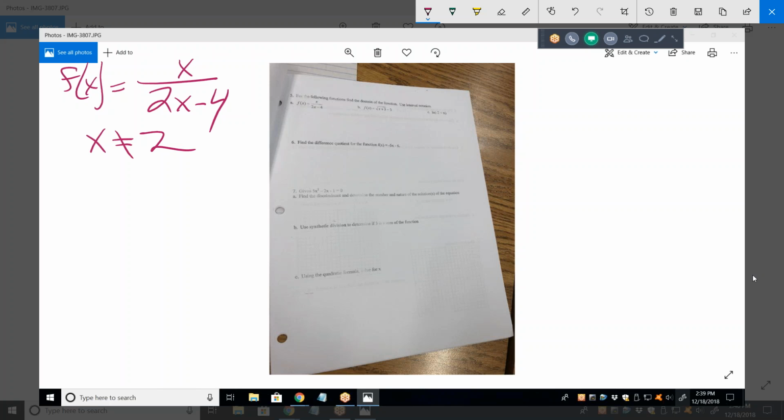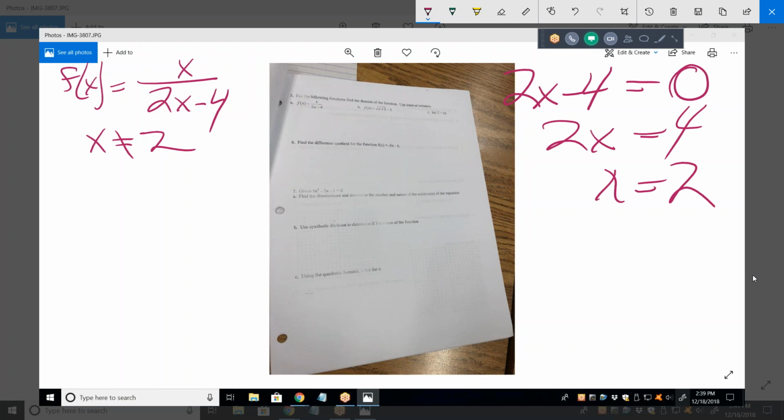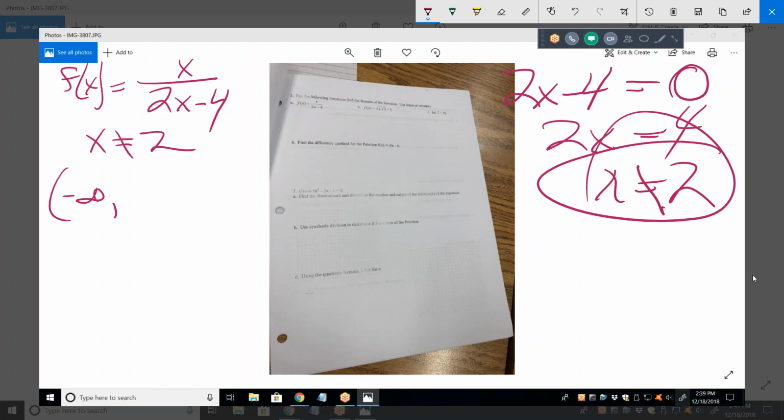I don't think so. What I did was set 2x minus 4 equal to 0 and solved it. That's what would make the denominator 0, so that's the value x cannot be. Okay. Now, let's write that in interval notation. It can be any number on the number line except 2. Negative infinity to 2.